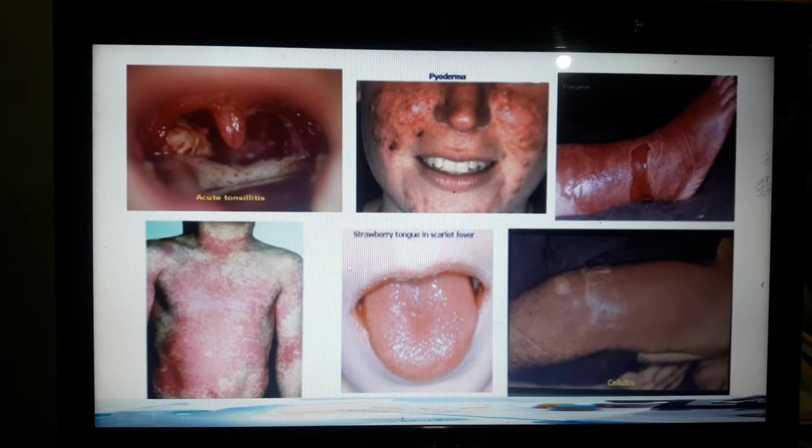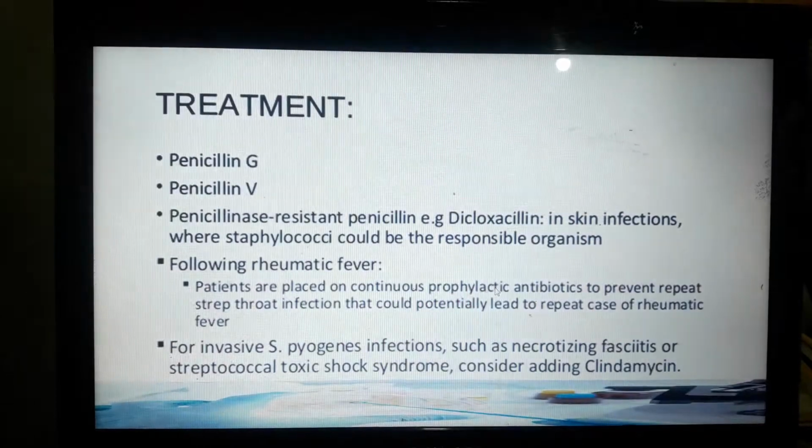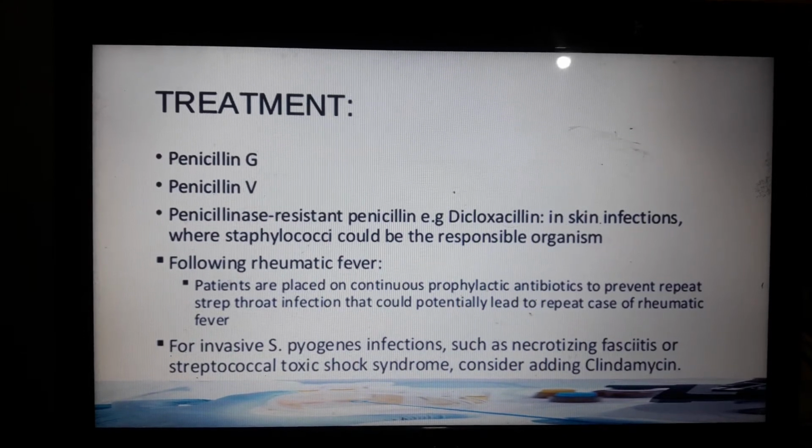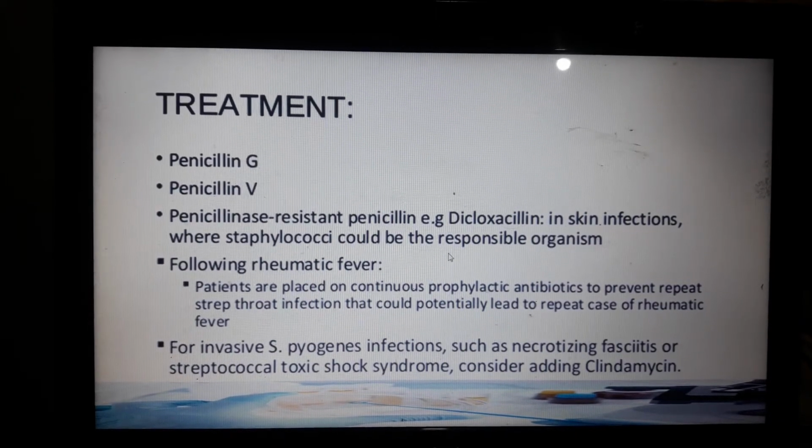These are examples of the diseases caused by Streptococcus. For treatment, we have penicillin G and V. For penicillinase-resistant penicillin, we use, for example, dicloxacillin in skin infections, where staphylococci could be the responsible organisms. Following rheumatic fever, a fever that affects the heart, patients are placed on continuous prophylactic antibiotics to prevent repeat streptococcal throat infections.